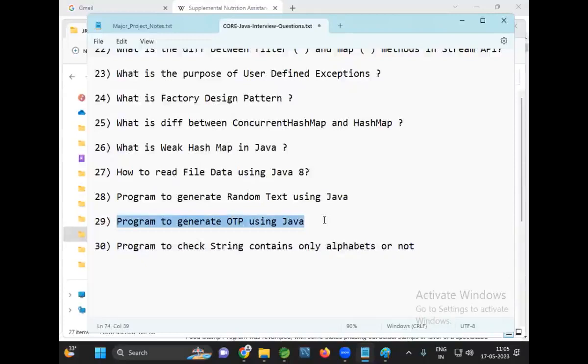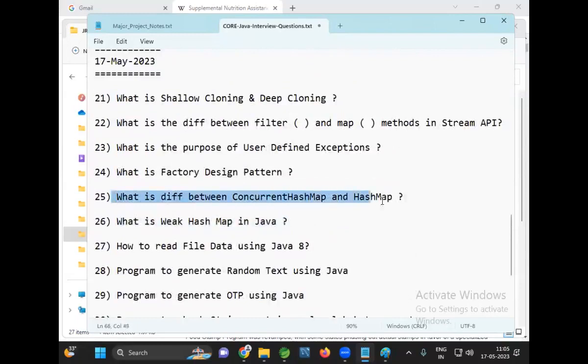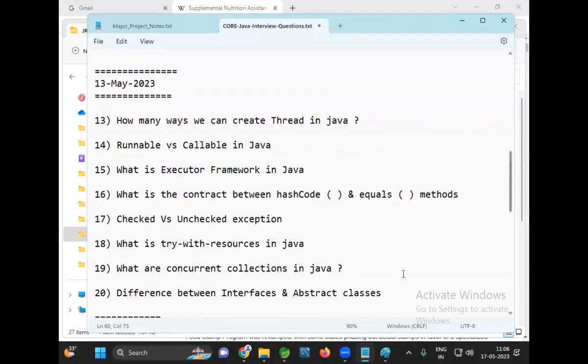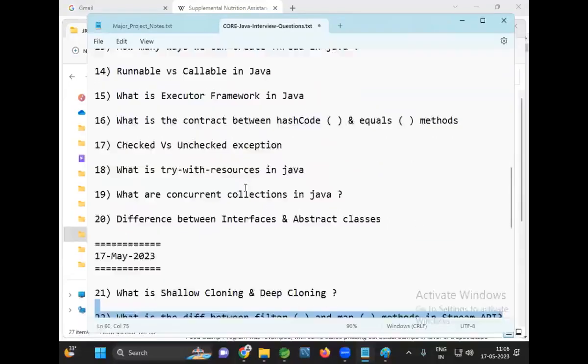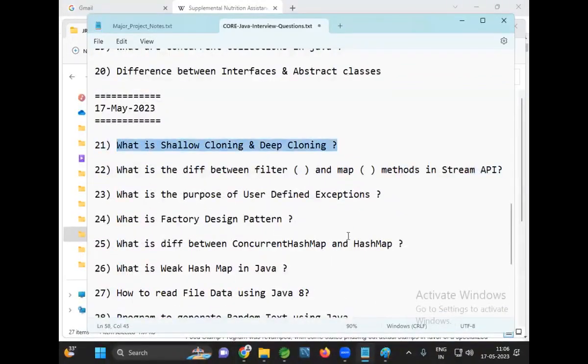Program to generate OTP using Java. Program to generate random text using Java. How to read file data using Java 8. What is weak hash map in Java? What is the difference between concurrent hash map and hash map? What is factory design pattern? What is the purpose of user defined exceptions in Java? What is the difference between filter and map methods in the stream API with examples? When to go for filter, when to go for map, and you should write an example. What is shallow cloning and deep cloning in Java?